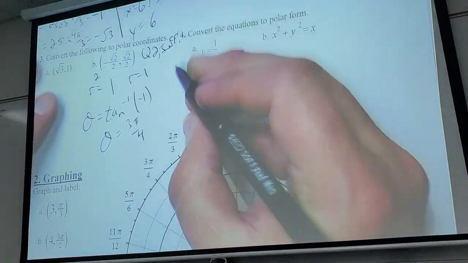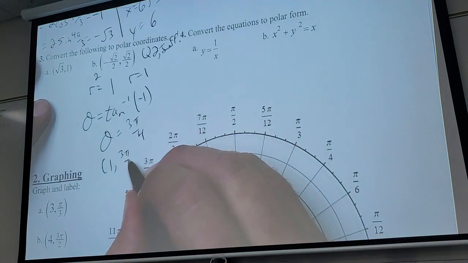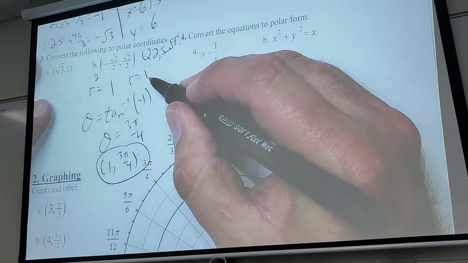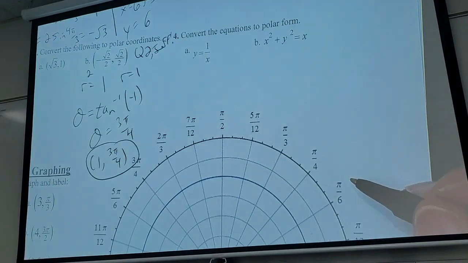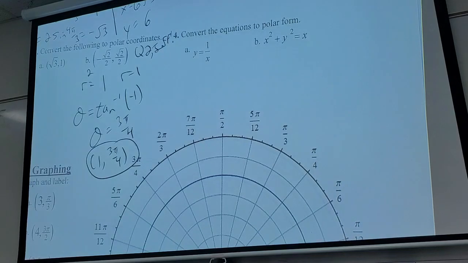Remind me why that is. Why does this have to be positive 1? If that's 3 pi over 4, because it has to be in the second quadrant. It has to be in the second quadrant. I love it.